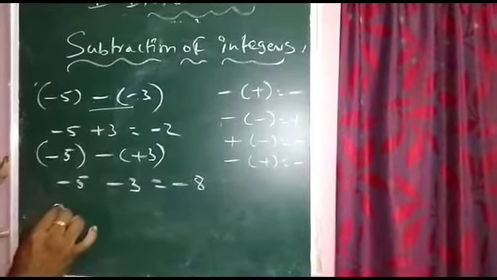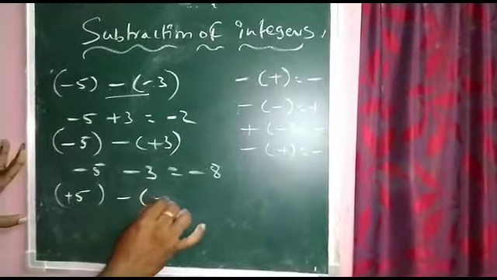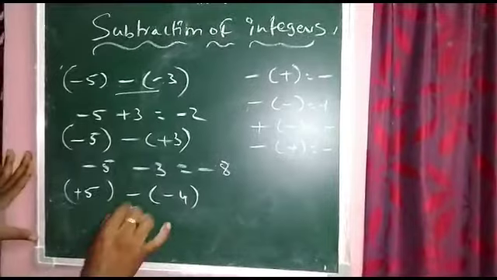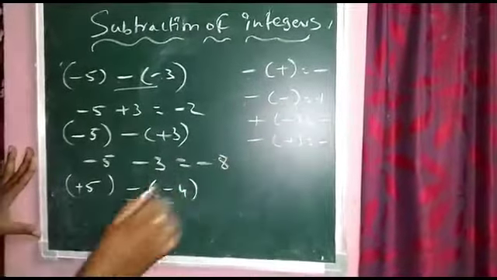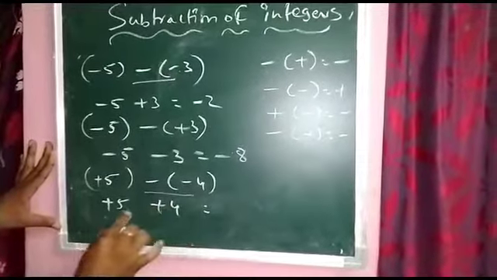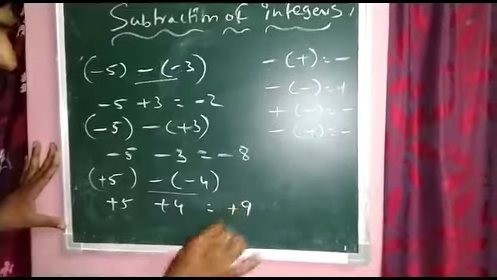Again, plus 5 minus of minus 4. One time observe. Plus 5 minus of minus 4. When the two signs are coming, minus of minus is there, what will you write? Positive. Plus 5 plus 4. Both are same signs, that's why you add it. 5 plus 4, 9. Plus 9.